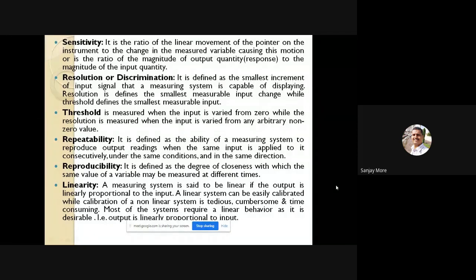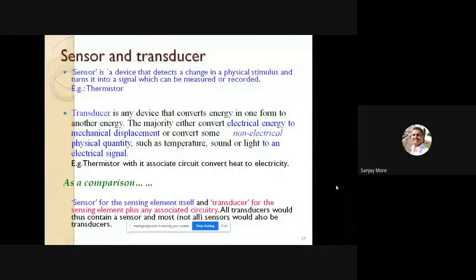Repeatability is the ability of a measuring system to reproduce output readings when the same input is applied consecutively, under the same conditions and in the same direction. Then reproducibility. Reproducibility is the degree of closeness with which the same value of a variable may be measured at different times. The next definition is linearity. Okay.